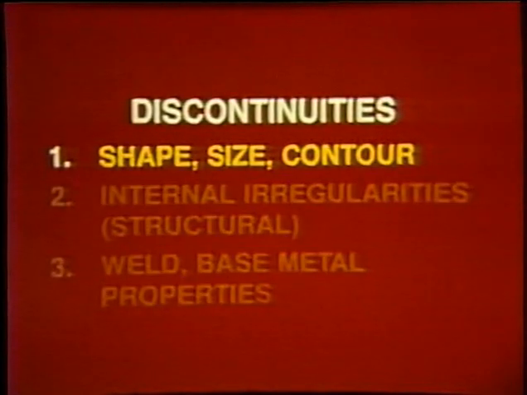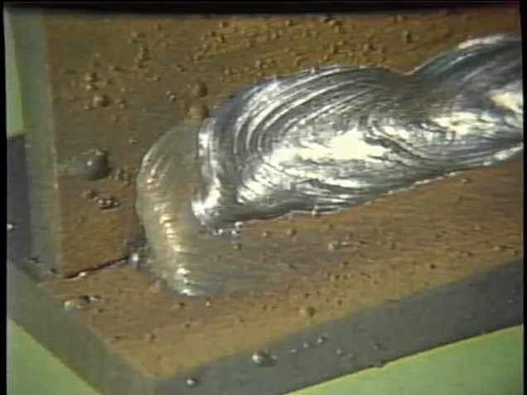The first group to be considered is the type of discontinuity related to shape, size, and contour. This group can be further broken down to welds that show excessive reinforcement, incorrect size, incorrect profile, and incorrect final weldment dimensions. Excessive face reinforcement is defined as extra metal deposited in a weld, forming a highly convex contour on the side of the joint from which welding is done.